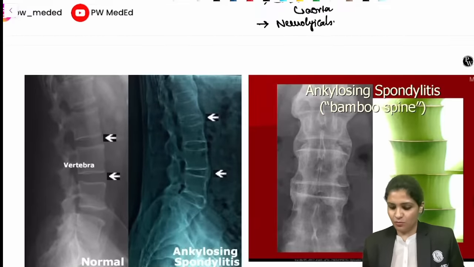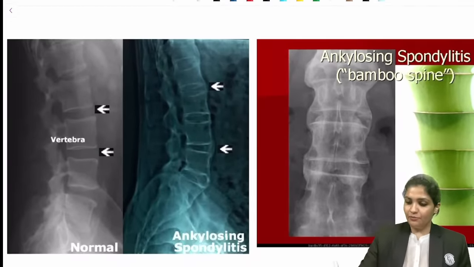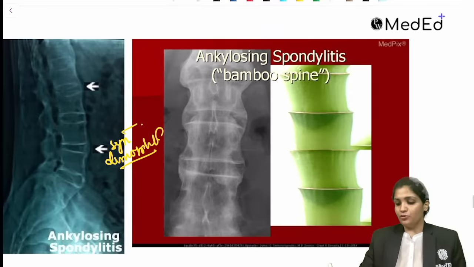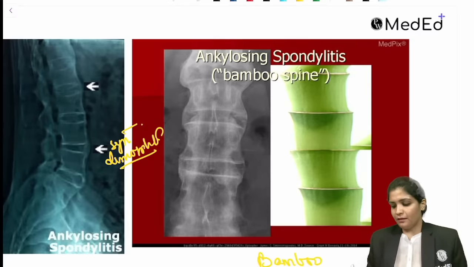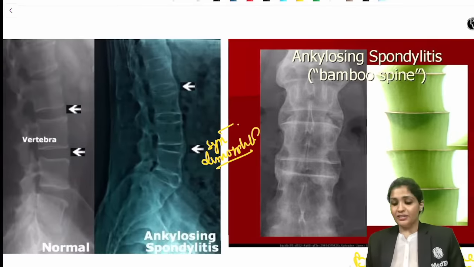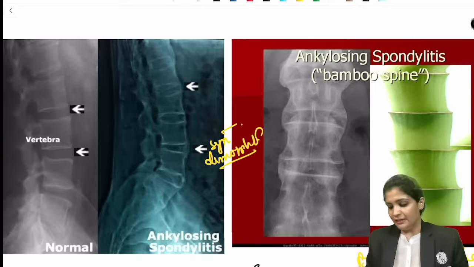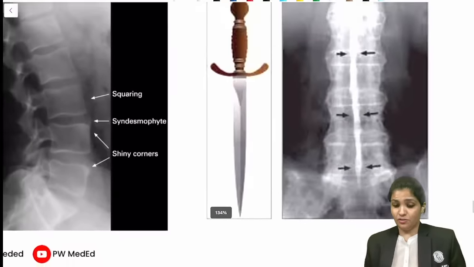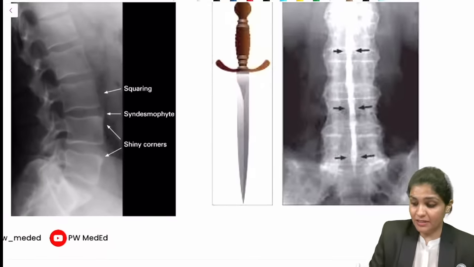So now you can see this vertebra here. What I told you before, this is called the syndesmophyte. The fusion of osteophytes on the x-ray is called syndesmophytes, and this will result in bamboo spine. If you see the bamboo, it is exactly like the bamboo, right? So this is called the bamboo spine. And one more condition you can see is squaring of vertebrae, right? It is seen in case of ankylosing spondylitis. Okay, and one more interesting feature you can see here.